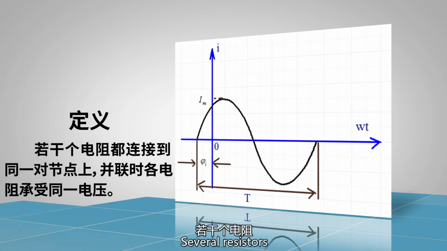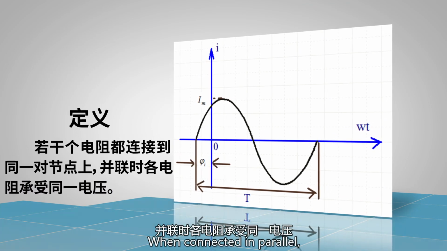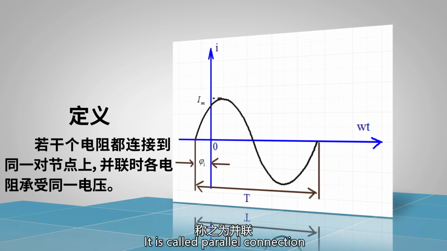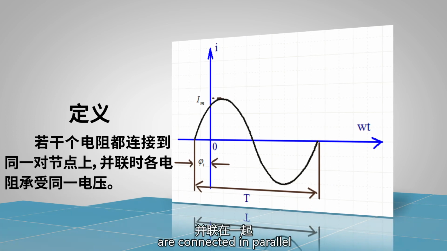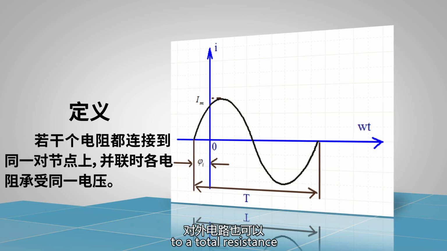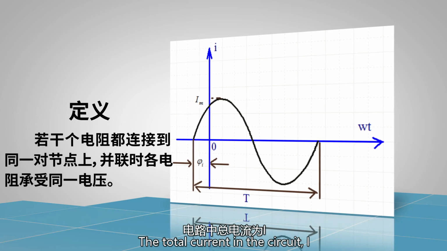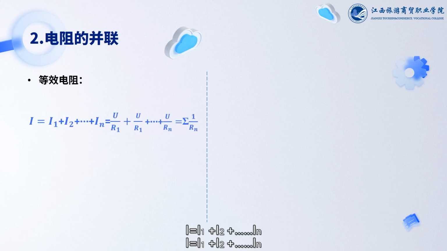As shown in the figure, several resistors are connected to the same pair of nodes. When connected in parallel, each resistor bears the same voltage. This is called parallel connection. The resistors R1, R2, through Rn are connected in parallel, which means they are effectively equivalent to a total resistance when connected to an external circuit. The total current in the circuit I is divided among all the parallel branches. We express it as I equals I1 plus I2 plus ... plus In.